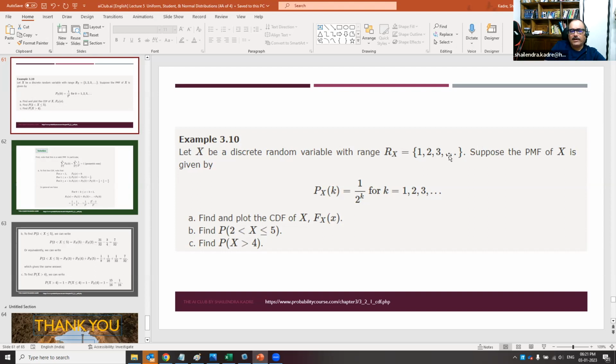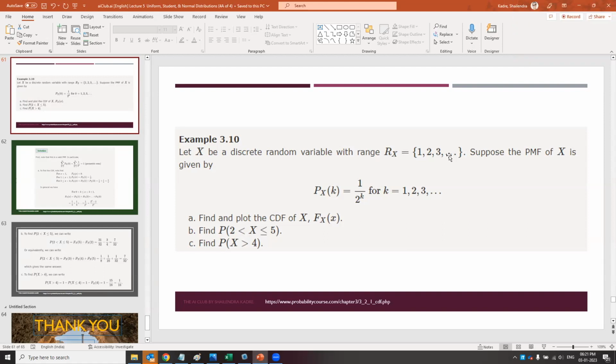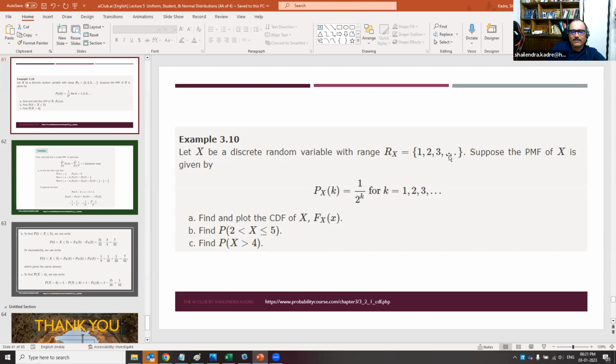What is the probability at K equal to 5? Guys, we have just 1 plus 2 plus 3 plus 4 plus 5? No. What will be the probability? See the PMF. What will be the probability at K equal to 5?